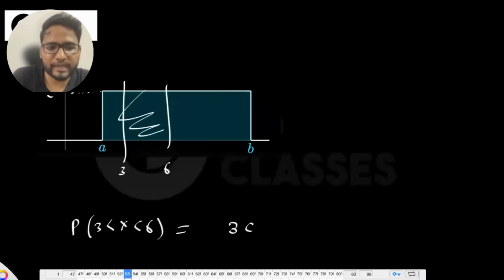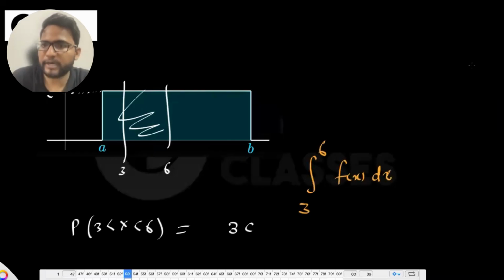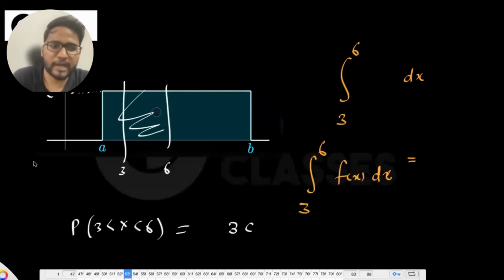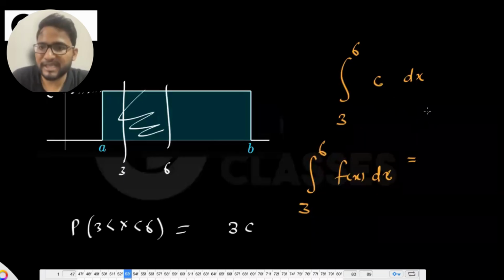I mean, if you want, I can calculate it mathematically also. Let's suppose this is the integral from 3 to 6 of f(x) dx. That's what we want to find out, right? Can anyone calculate this? This f(x) is C, which is 1 upon b minus a. So this is the integral of 1 upon b minus a dx from 3 to 6. Let's just take it as C, okay? I can put the value of C, which is 1 upon b minus a, but let's just take it as C. So it will be Cx from 3 to 6. If you calculate it, it will be 3C only.